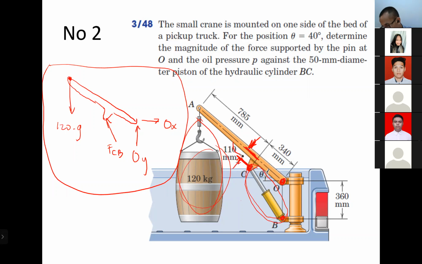You get it? Horizontal distance then. No, not horizontal distance. So actually, it's like this. From point C to the AOB. Yeah, to the center line of the AO beam. Yes, correct. You get it?